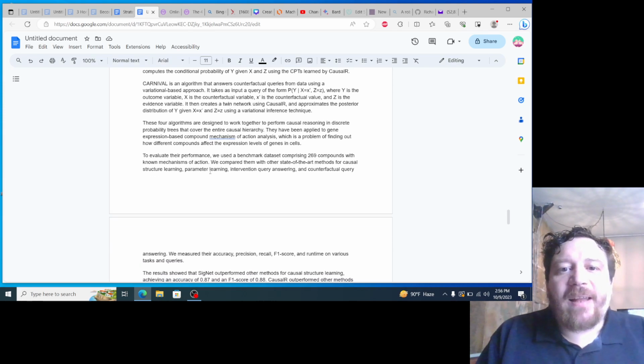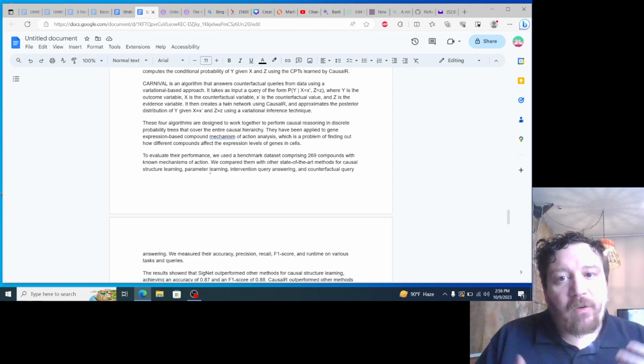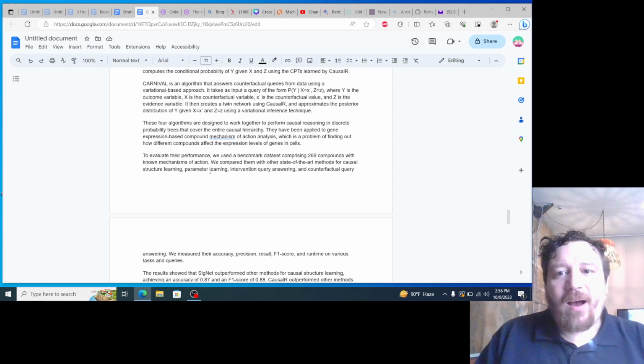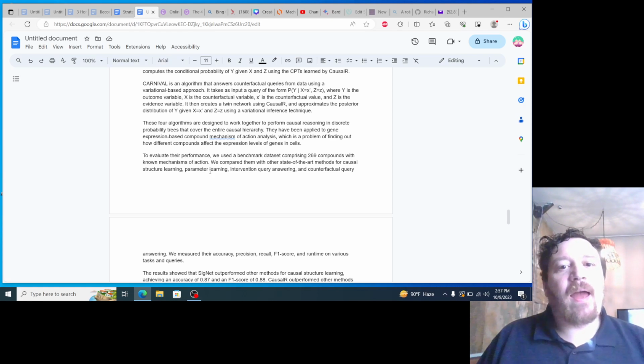Carnival is an algorithm that answers counterfactual queries from data using a variational-based approach. It takes as input a query of a different mathematical equation, where Y is the outcome variable, big X is the counterfactual variable, little x squared is the counterfactual value, and Z is the evidence variable. It then creates a twin network using Causal R and approximates the posterior distribution of Y, given that big X equals little x and big Z equals little z, using a variational inference technique.